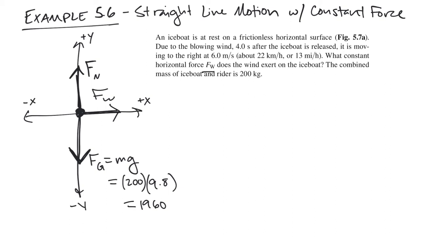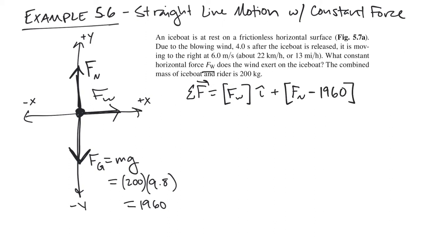Now we've got to do the sum of forces. The sum of forces is going to be everything in the x direction, so that's a positive FW times i hat, plus everything in the j direction. That's FN, and then minus FG. You can write FG if you want here, or you can write mg, or you can go ahead and write the number. I'm writing 1960 because I already know what it is. And that's in the j hat direction.